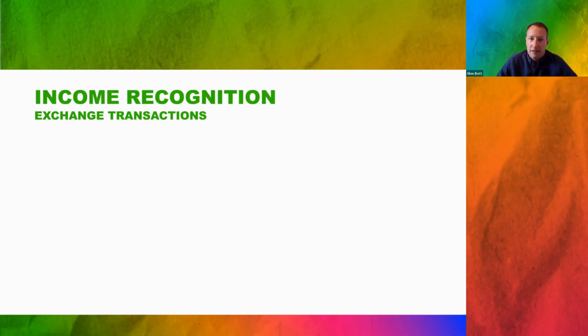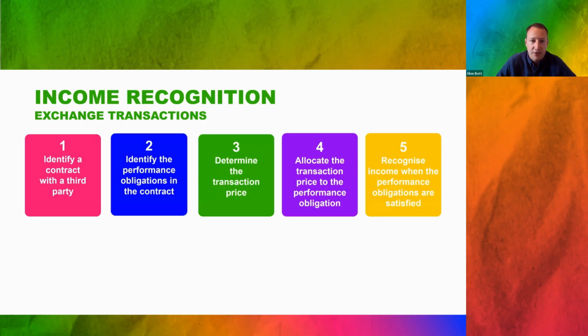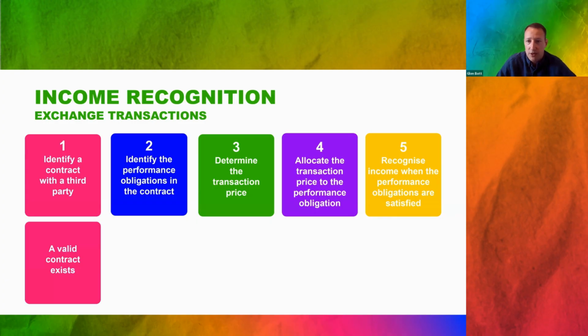Running through that 5-step model for the exchange transactions. Step 1 is to identify the presence of a contract. Both parties have approved the arrangement. There are rights and obligations on both parts. The member will pay the membership fee, and the charity will provide access to the grounds for the 12 months. So there is a valid contract in place.